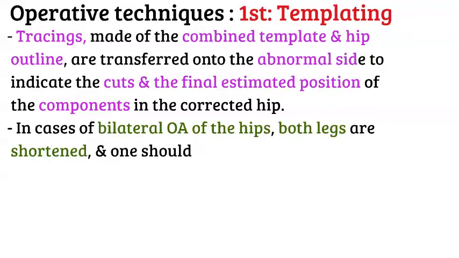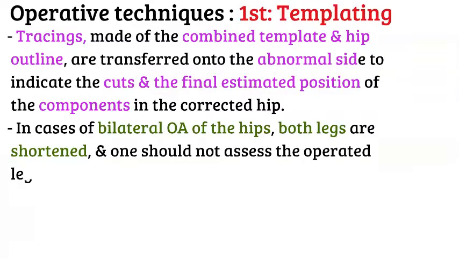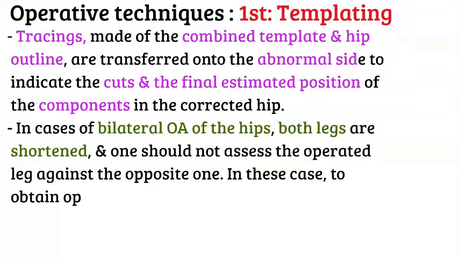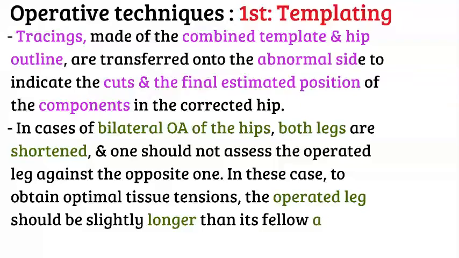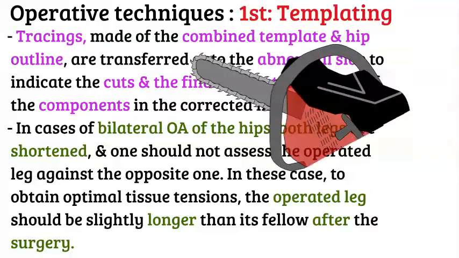In cases of bilateral osteoarthritis of the hip, both legs are shortened, and one should not assess the operated leg against the opposite one. In this case, to obtain optimal tissue tension, the operated leg should be slightly longer than its fellow after surgery.